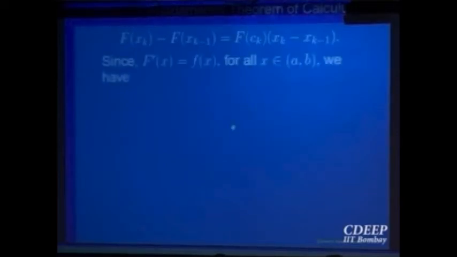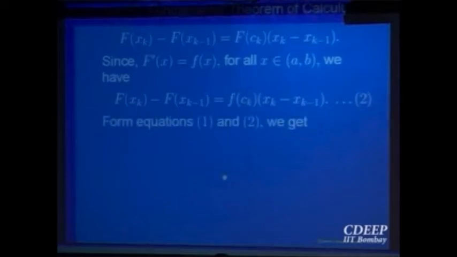Capital F prime is small f. So that gives you that f(xk) minus f(xk minus 1) is small f of ck times the length. And now if I sum both sides, you can see that the Riemann sum is appearing. So from 1 and 2, where 1 was the earlier thing, f(b) minus f(a), which was written as a summation of this quantity, is equal to the summation of f(ck) times this.